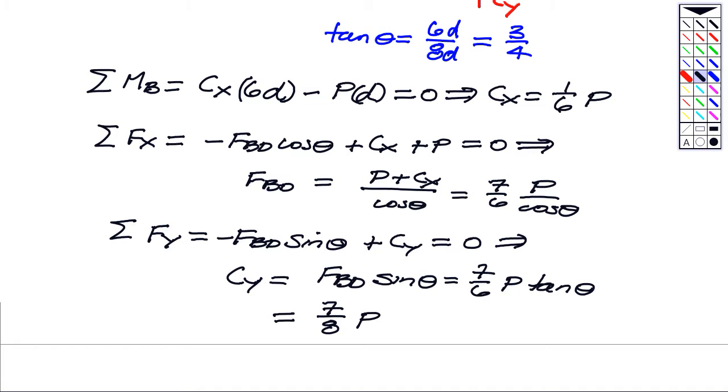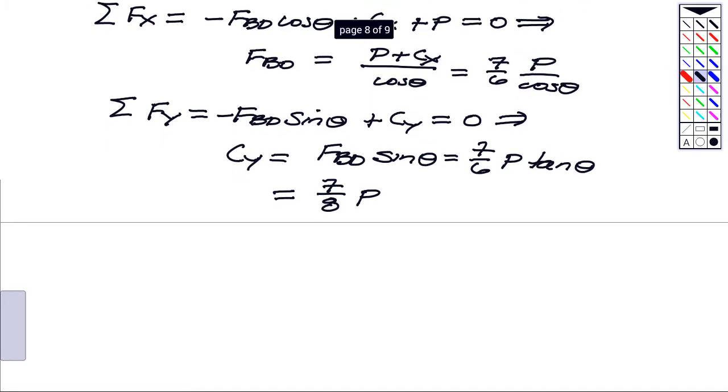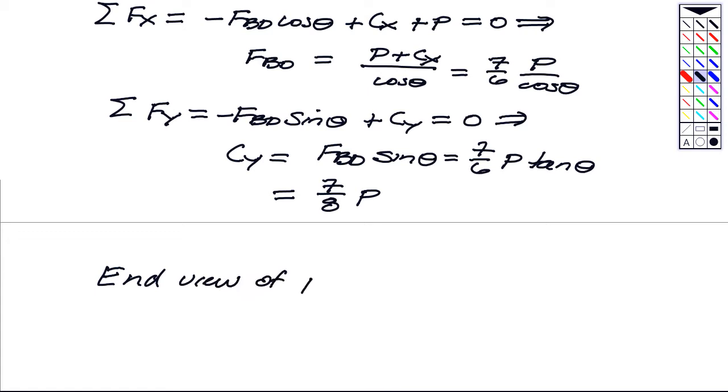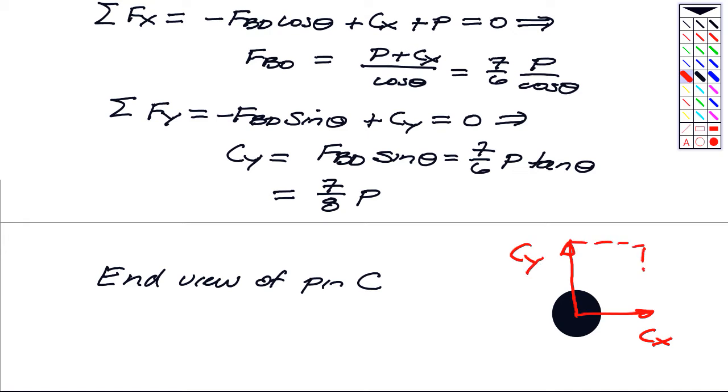So what we know at this point is the total reaction force that's supported by the pin at C. What I'm going to show is an end view of pin C. What we have acting on it is an X component of reaction, CX, and a Y component. What's important is not just CX or CY, it is the total resultant. C here is the total shear force that's carried by that pin.